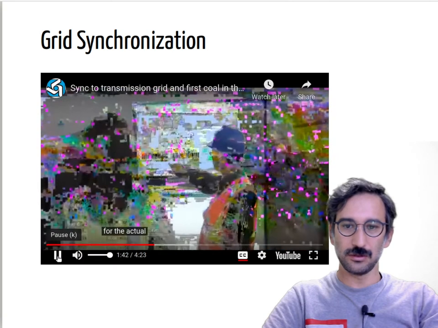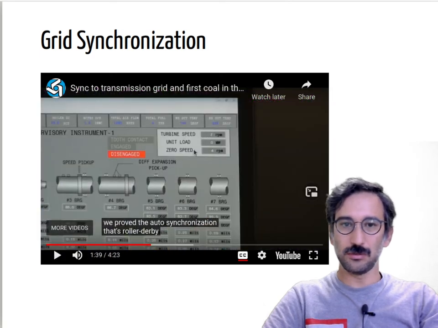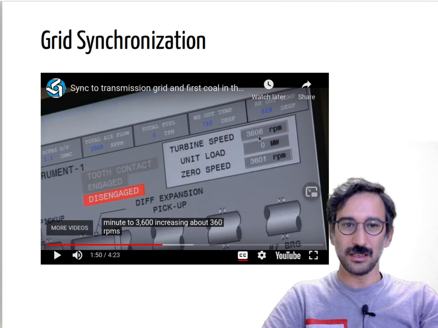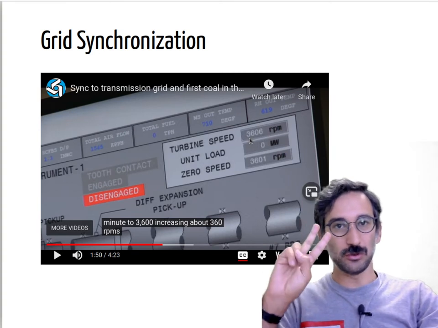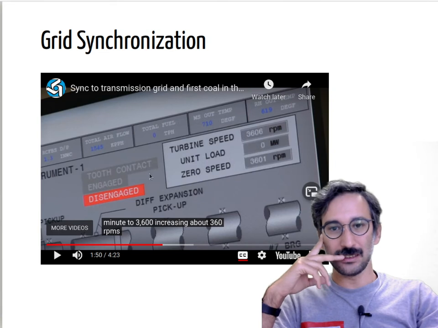And then we did a dummy synchronization. What we did is we left the line side disconnects open on the generator breaker. So let's have a look at the actual sync. So here you see the turbine speed, unit load, all kinds of shafts, bearings, temperatures. It's again a 60 Hz system, US system. So it's probably a two-pole generator rotating at 3,600 RPM, and they are disengaged.